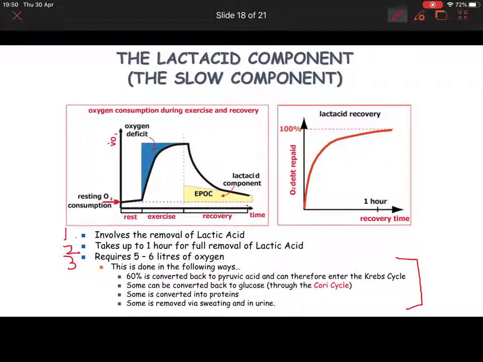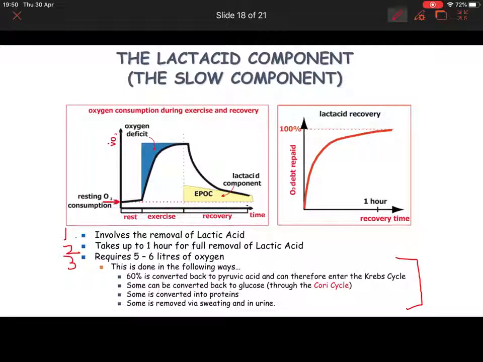Now, there were a couple of questions regarding these bits here. All you're required to know for this course is how lactic acid can be removed or broken down. That is it. You don't need to worry too much about the Cori cycle. That's just the process of reconverting lactic acid back into glucose. And obviously, if you're converting it back into glucose, you can then break it down and help to resynthesize more energy and help remove lactic acid.